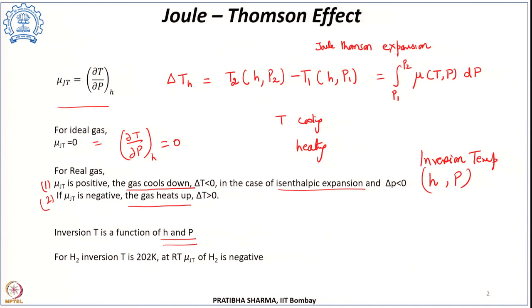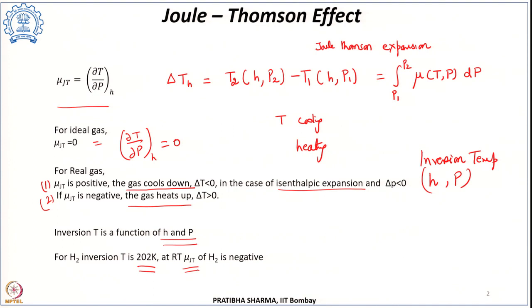For hydrogen, this inversion temperature is 202 Kelvin. That means if we want to cool down the hydrogen to liquefy it during the liquefaction process using a Joule-Thomson valve or a throttle valve, we have to reduce the temperature of hydrogen below 202 Kelvin, else a negative Joule-Thomson effect will be observed. At room temperature, the Joule-Thomson coefficient is negative for hydrogen. It has a value of minus 0.3 Kelvin per megapascal for hydrogen. This is for normal hydrogen.